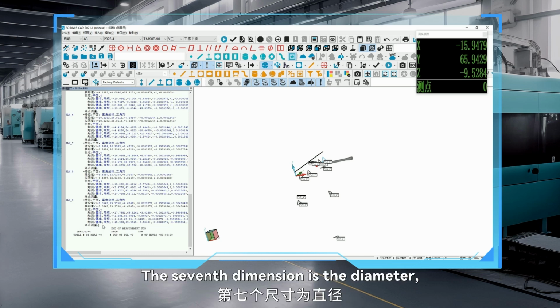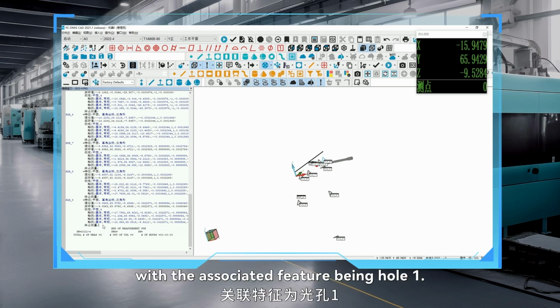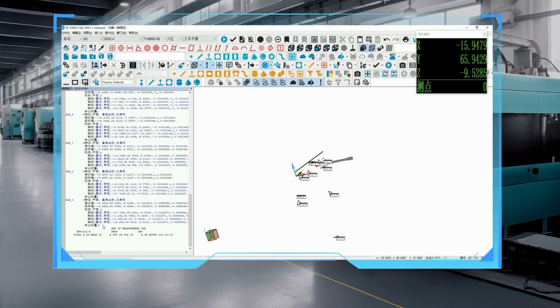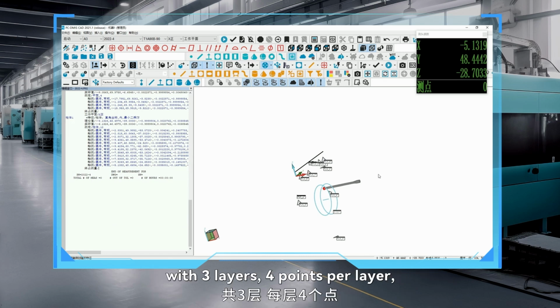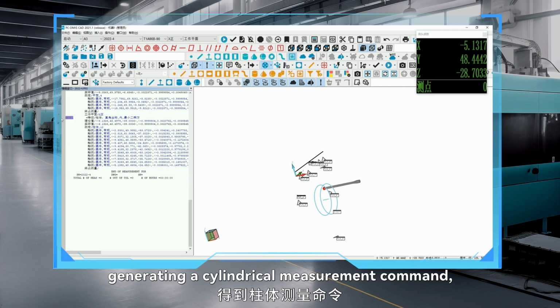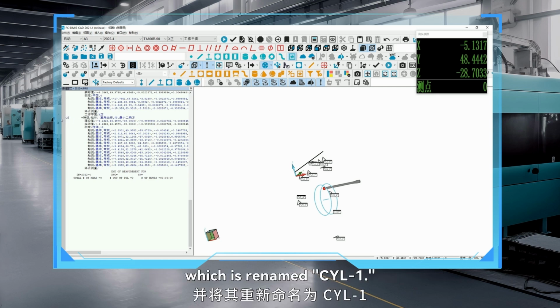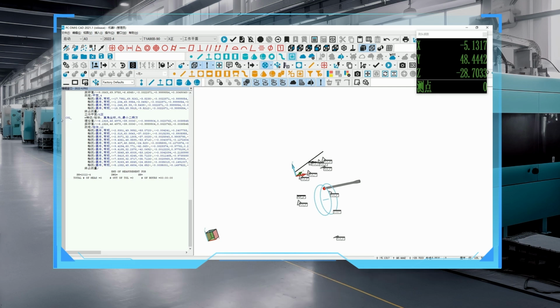The seventh dimension is the diameter, with the associated feature being hole 1. Next, use the probe to collect 12 points on hole 1 with 3 layers, 4 points per layer, generating a cylindrical measurement command, which is renamed CYL1.